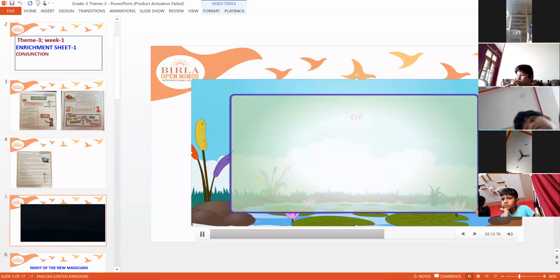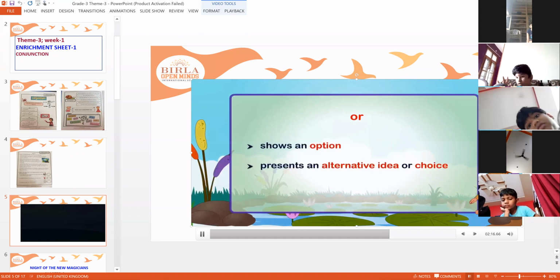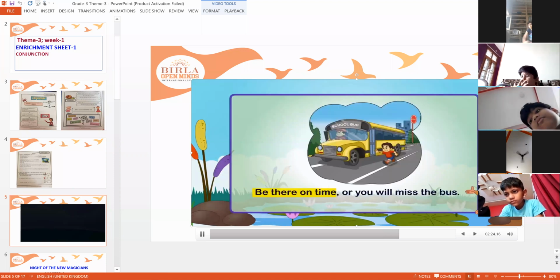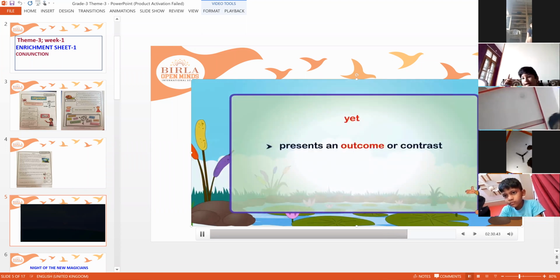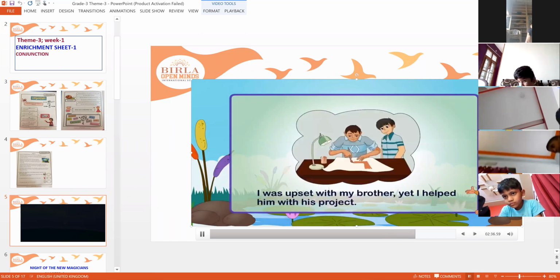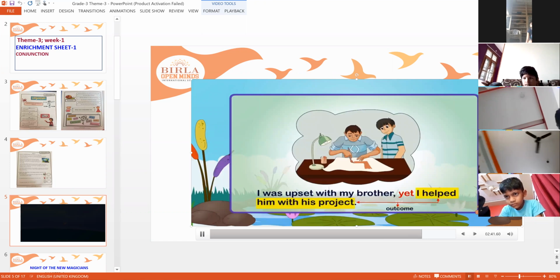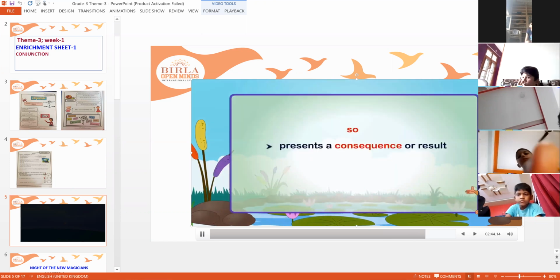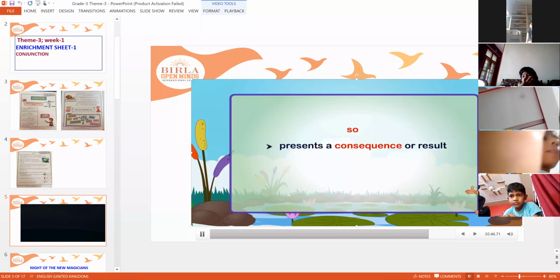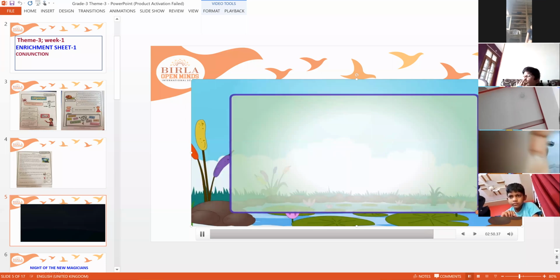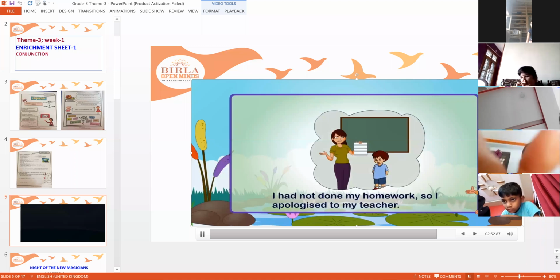"Or" shows an option, presents an alternative idea or choice. For example, be there on time or you will miss the bus. "Yet" presents an outcome or contrast. For example, I was upset with my brother, yet I helped him with his project. "So" presents a consequence or a result. For example, I had not done my homework, so I apologized to my teacher.